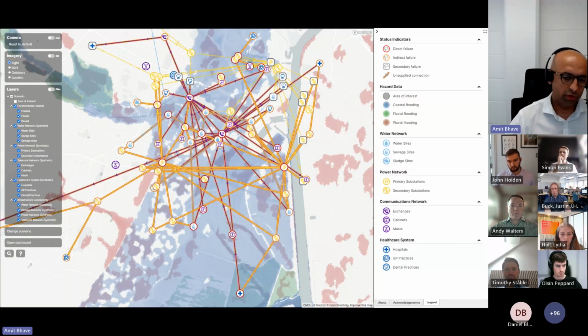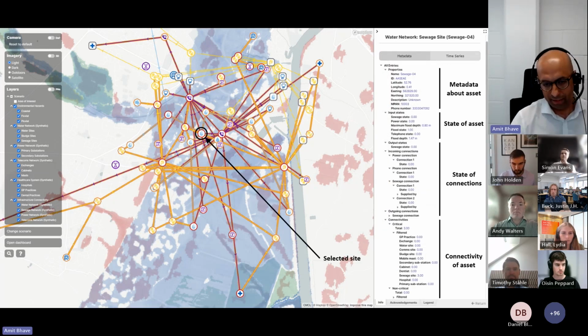So here is a snapshot of the CReDo visualization. The red rings around the assets denote direct failure due to flooding, and the orange rings in this case indicate indirect failures, that is due to interdependency of the assets. Different types of flooding, as you can see on the right in the menu, have been taken into account: pluvial, fluvial, coastal, etc. So let's consider a scenario where the power, water, telecoms, and health infrastructure experience a 1 in 1,000 year flood event.